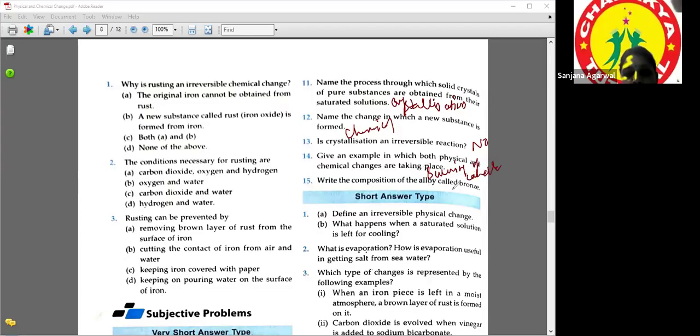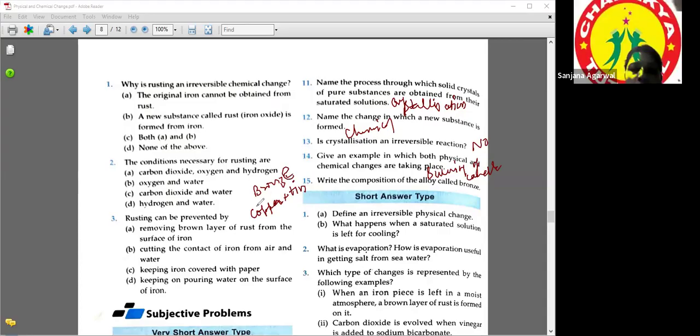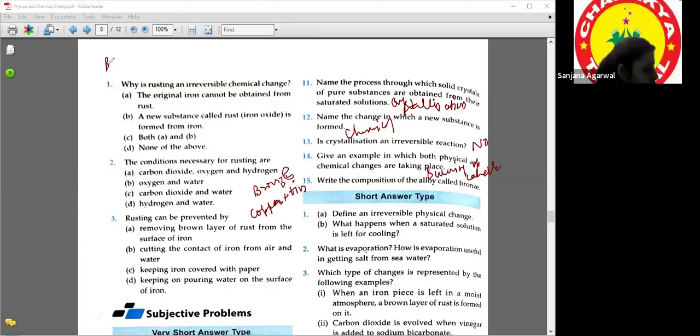The composition of the alloy called bronze. Bronze is a combination of... anybody knows? It's a combination of copper plus tin. What if we add copper and zinc? It forms brass. You can write this composition also. Brass is obtained from mixing copper and zinc.